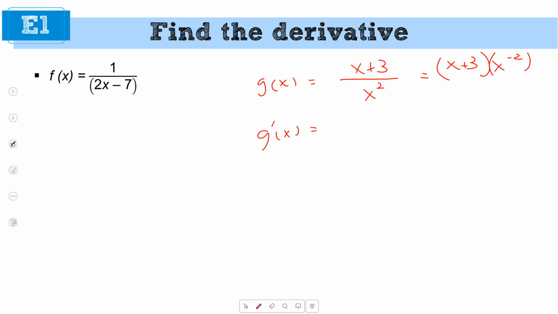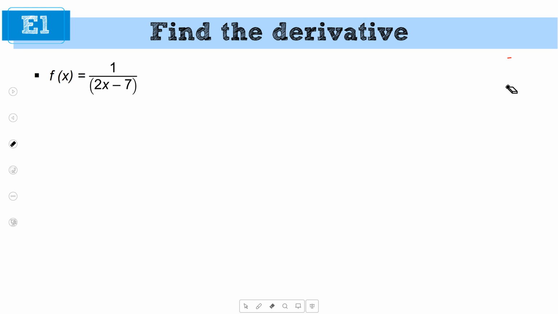But what about this f of x function? So we could do a quotient rule, or I could turn it into a product rule. As a product rule, that would be 1 times 2x minus 7 to the negative first. Now we have a problem. What, pray tell, is the problem?